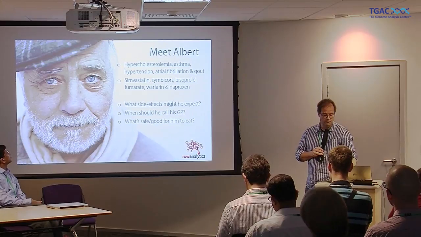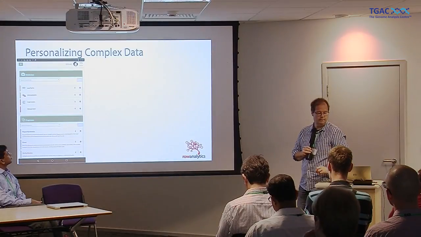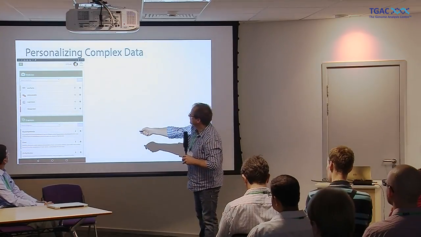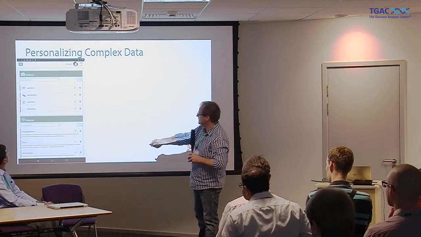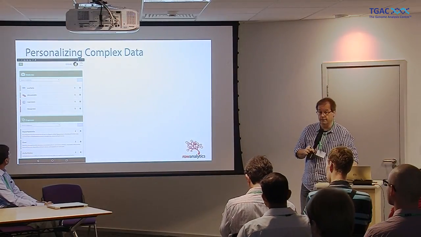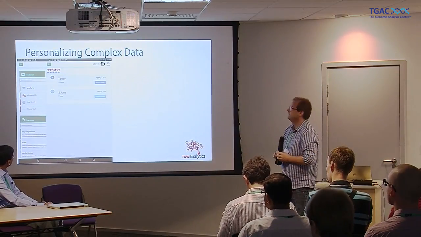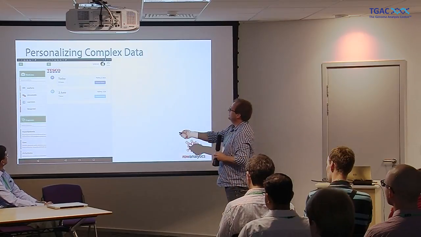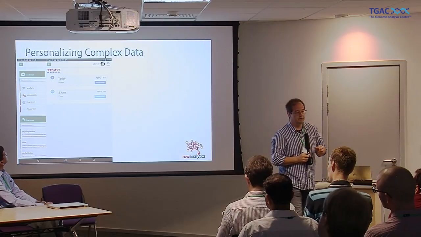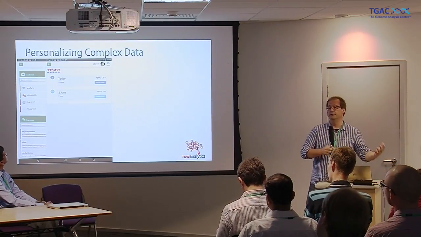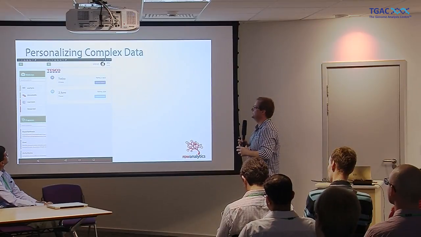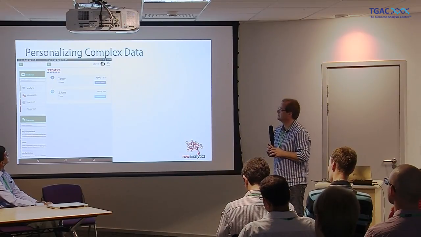So Albert wants answers to those questions. Here's Albert's profile. Apologies if this is a little bit low. Here's the drugs he's on. Here's the diseases he has. You'll notice this is on a mobile phone. Albert wants to know, for a particular basket of food that he's got in his online shopping, which ones are likely to be beneficial, which ones are likely to be detrimental to his particular set of circumstances.